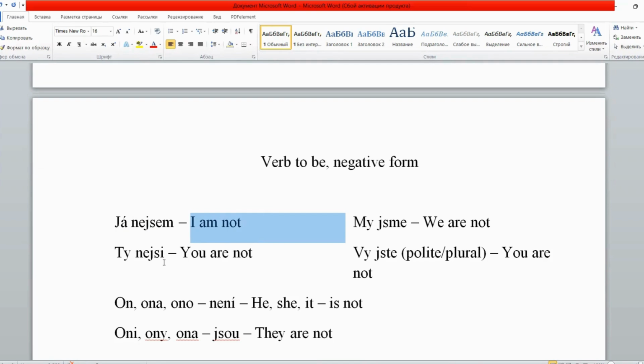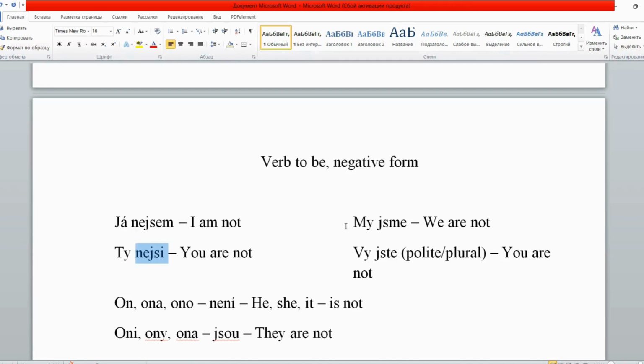If you want to use this version, you are not, just use nejsi. Nejsi. This is not the polite version, it's the version for the singular form. Ty nejsi. You are not.